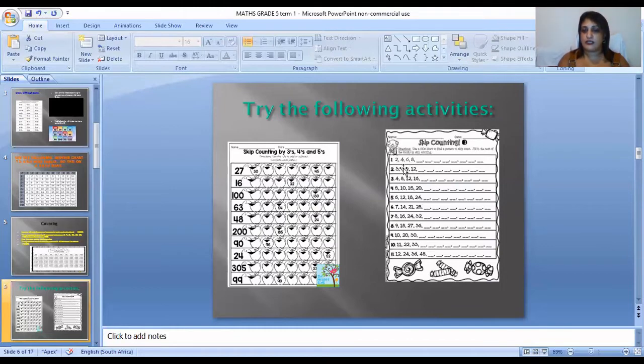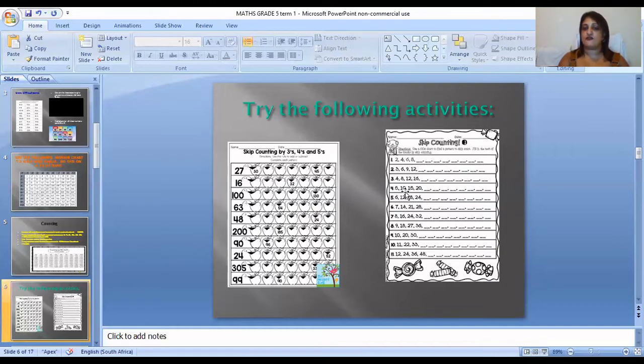Now on this side as well, we've got 2, 4, 6, 8. We're counting in 2s, so you can complete that. 10, 12, you'll complete that. Here we're counting in 3s, 3, 6, 9, 12, and you can complete that. Let's go further down. 10, 20, 30, we're counting in 10s. 8, 16, 24, 32, you're counting in 8s.